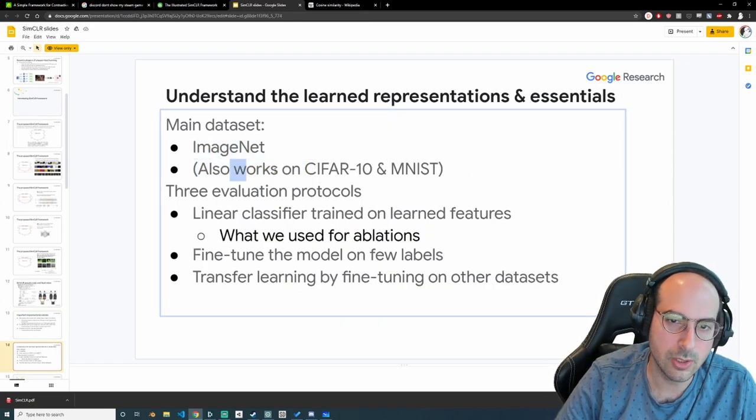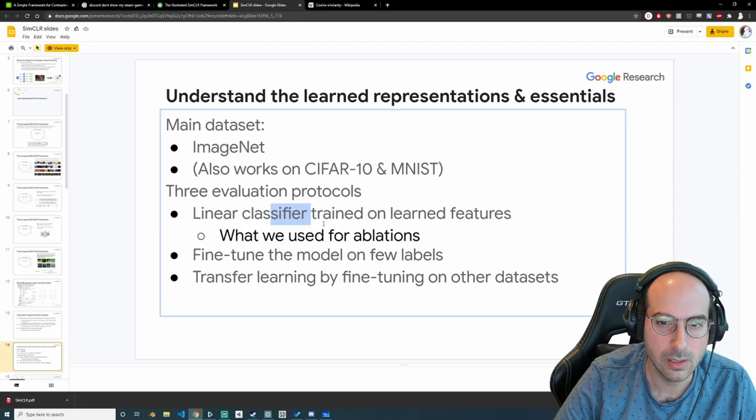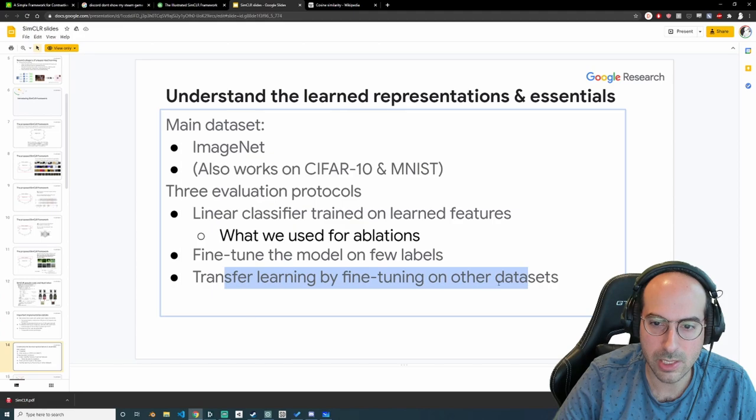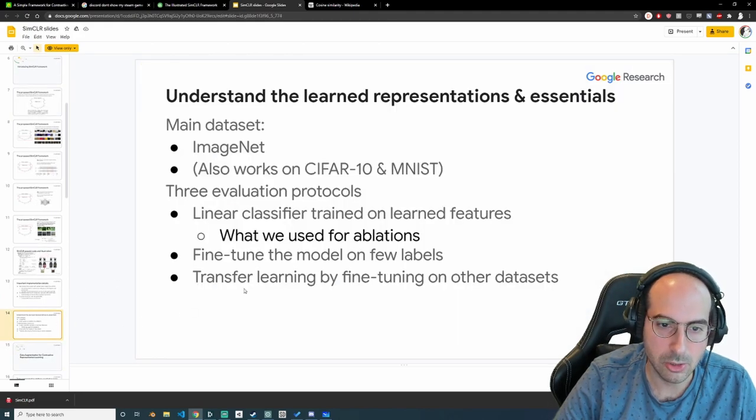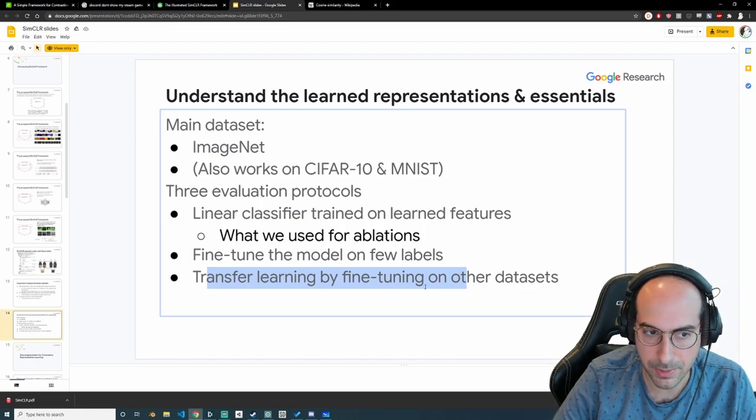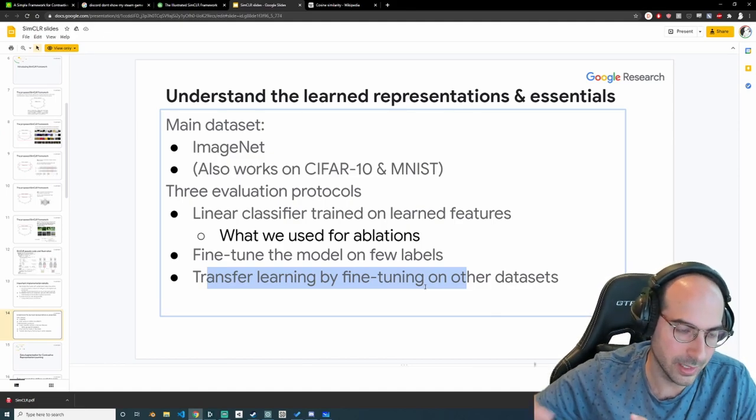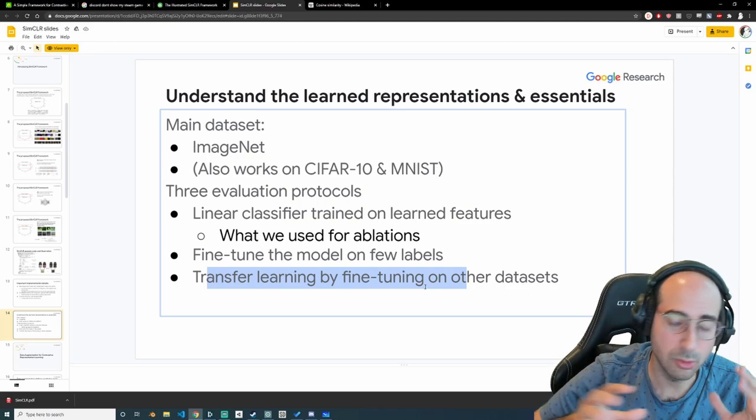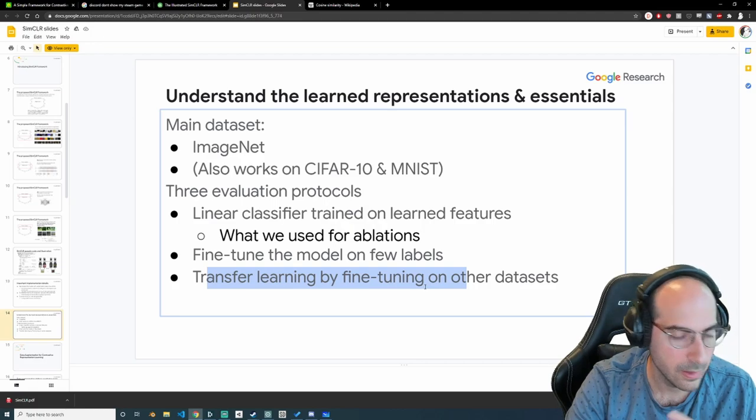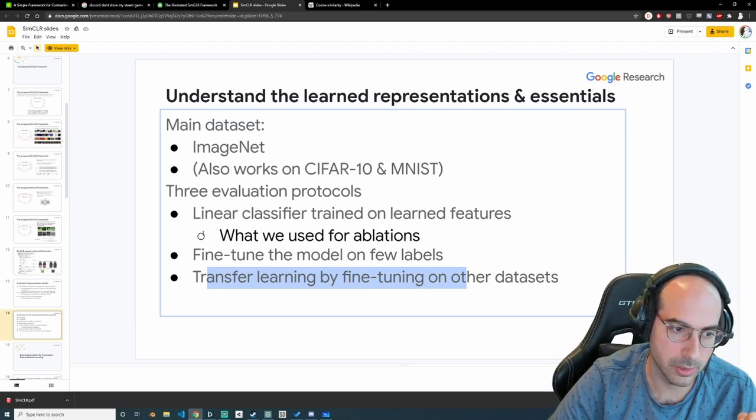So the data says they use ImageNet, but they say it works over CIFAR and MNIST, and I guess they didn't try it out because these are just smaller. And then, okay, we use a linear classifier on the learned features, and then we do transfer learning by fine-tuning on other datasets. Transfer learning really means you take the intermediate representation H, and then you add maybe another nonlinear MLP after it. You fix the first part so you don't retrain it, and the second part you continue training. This is just a way to end up using image classifiers as if they were embeddings, the same way you would in NLP.